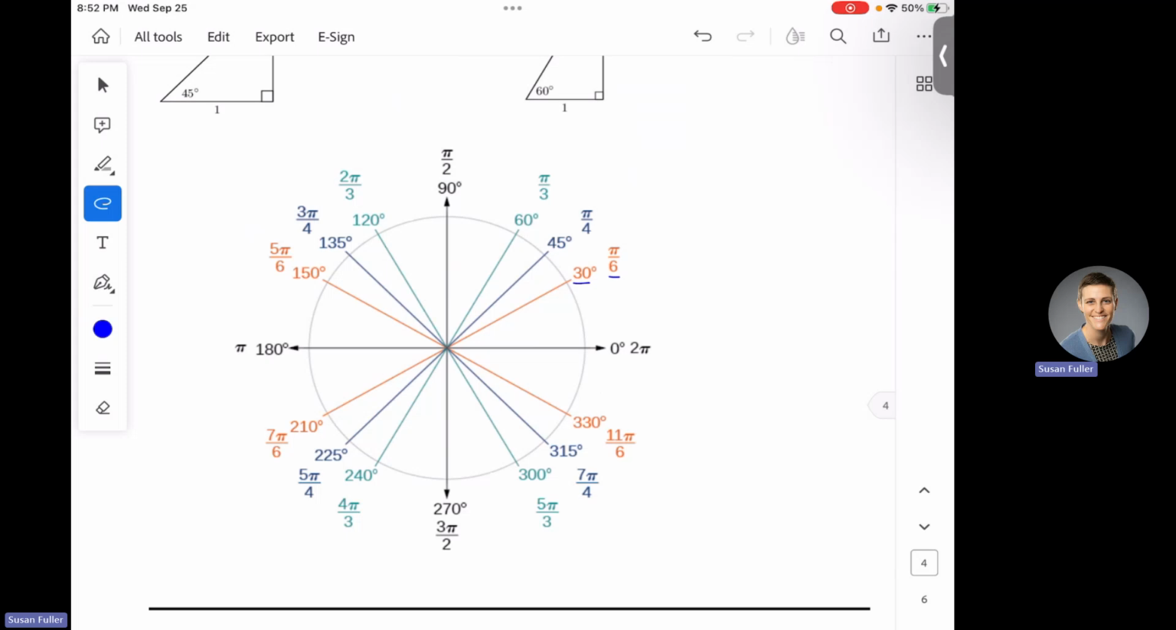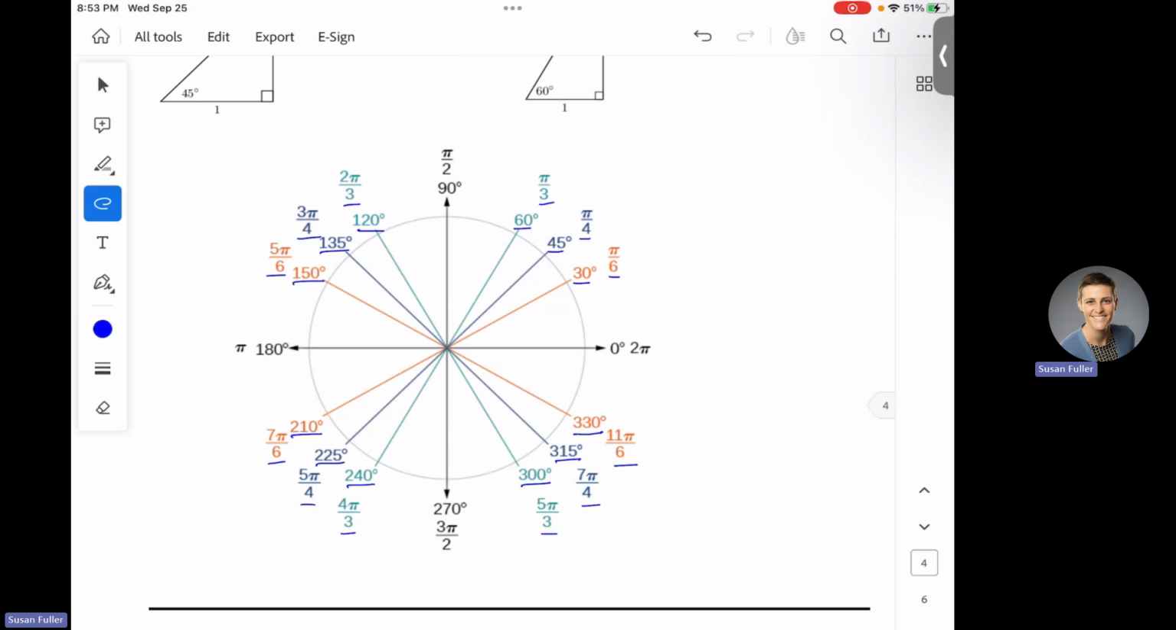So 30 degrees or pi over 6 radians, 45 degrees or pi over 4 radians, 60 degrees or pi over 3 radians, 120 degrees or 2 pi over 3 radians, 135 degrees or 3 pi over 4 radians, 150 degrees or 5 pi over 6 radians, 210 degrees, that's 7 pi over 6. 225 degrees is 5 pi over 4. 240 degrees is 4 pi over 3. 300 degrees is 5 pi over 3. 315 is 7 pi over 4. And 330 degrees is 11 pi over 6 radians.